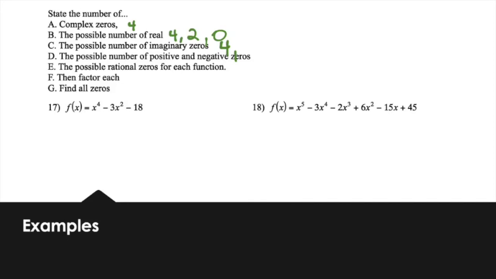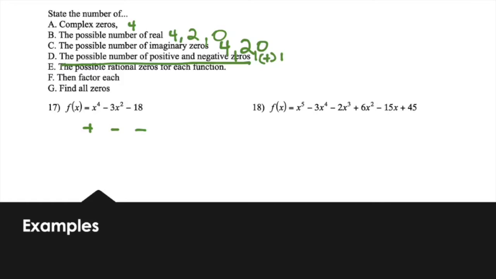They come in partners, so we have 4, 2, and 0 also. Now the possible number of positives and zeros, remember those are the sign changes. And so we did the sign changes in the last unit. If we have a positive here, we have a positive, a negative, and a negative. We have one sign change. So that is the number of positive zeros. So I'm going to put a positive and put a 1 next to it.